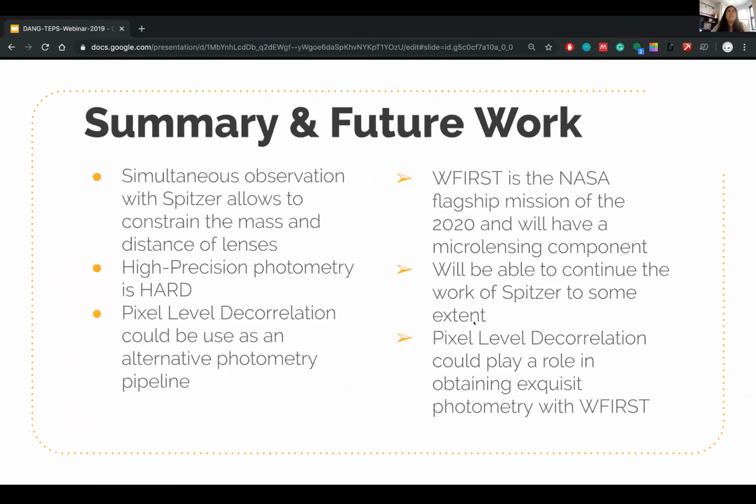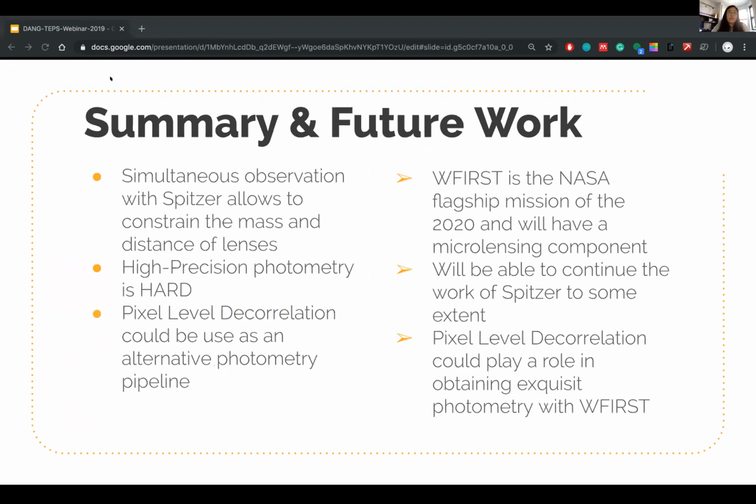I think I am soon running out of time, so I'm going to go ahead with the summary. What we've learned today: I have explained what microlensing does and how microlensing can get you a spatial and mass distribution of planets in the Milky Way. We know that high precision photometry is hard, because Spitzer was not necessarily built to do this kind of work. Pixel level decorrelation can help us, and could be used as an alternative photometry pipeline to fact check or verify whether there are any planets detected by the campaign.